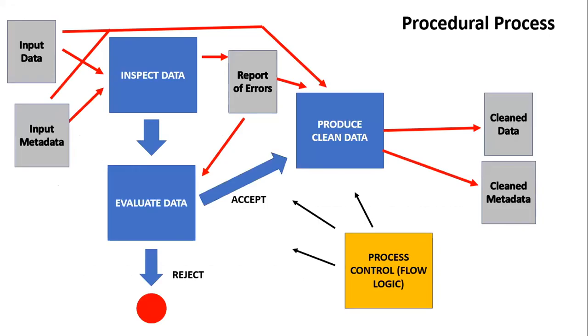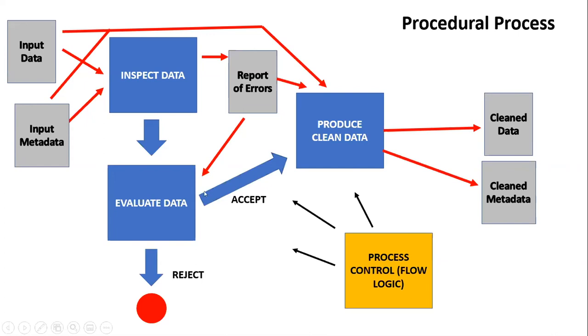As a procedural process, it would look like this. I have my inspect data step. That's the first step. So it takes some input data and the corresponding metadata, and it looks at it and produces a report of the errors. How many improbable, how many impossible cases. And that report becomes an input to my evaluate data step. And the evaluate data step is a decision point. If it accepts the number of errors, it invokes the produce clean data step. If it rejects it, I just stop.